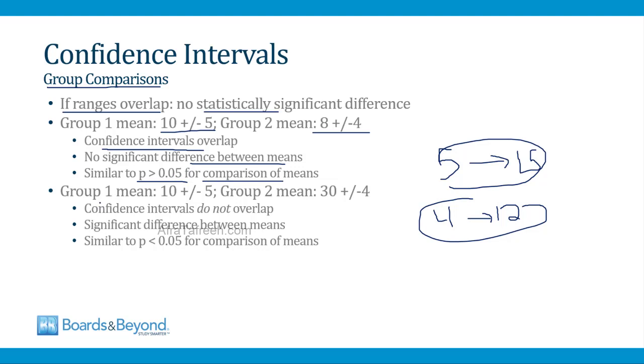As a counterexample, imagine if group 1 had the same mean of 10 plus or minus 5, but group 2 had a mean of 30 plus or minus 4. In this example, the intervals do not overlap. This means there is a significant difference between means and between groups, and this is similar to finding a p-value of less than 0.05 for a comparison of the means.